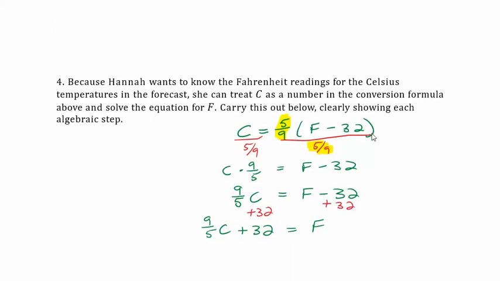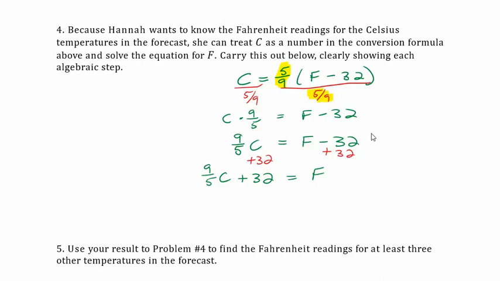So what we've essentially done here is we've created another formula. Actually, well, it's the same formula solved for a different variable. So the two formulas to convert from Celsius to Fahrenheit are the first formula that we had at the beginning, and then this second formula that we just derived.